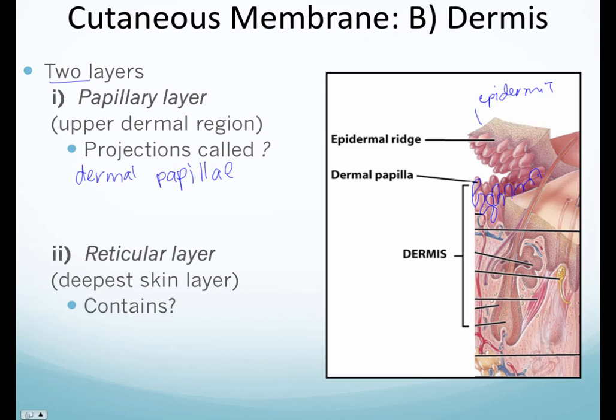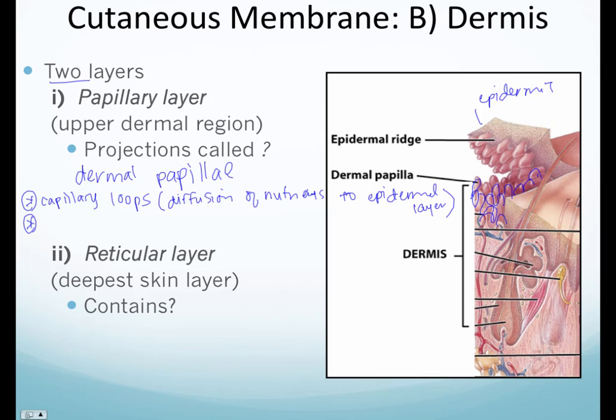And what do these contain? Found within these dermal papillae, within those loops, you'll find capillary loops. And once again, these are needed for diffusion of nutrients to the epidermal layer. Other things we have are pain receptors and touch receptors.